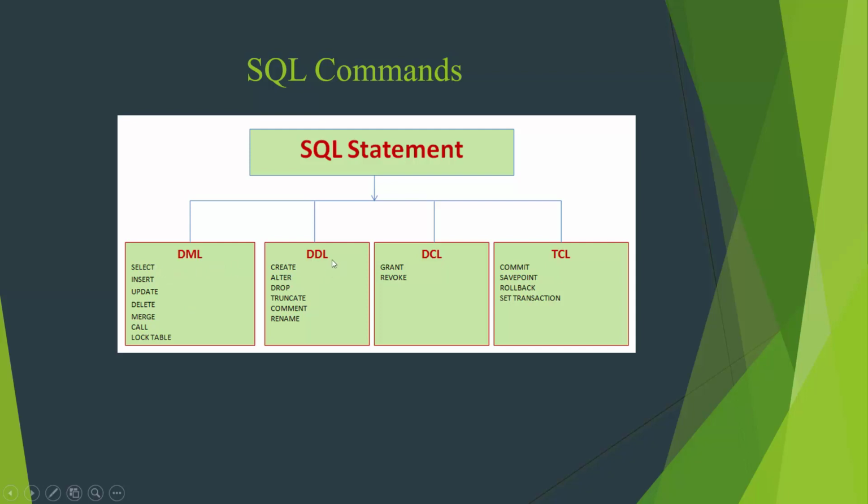And DDL stands for data definition language. In the data definition language we create a table, alter the table. Altering the table means we want to rename the table name, or rename the column name, and so on, and drop the table, truncate the table, comment and rename. DCL stands for data control language. Data control language is used for permissions on the table or the database. There are two commands, grant and revoke.